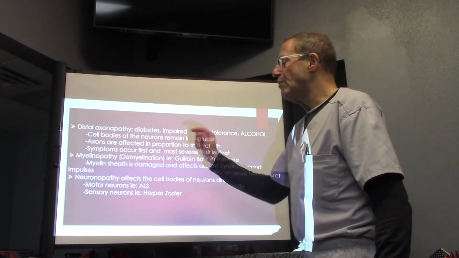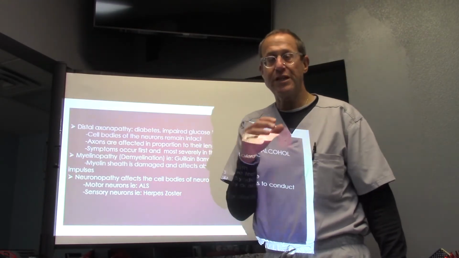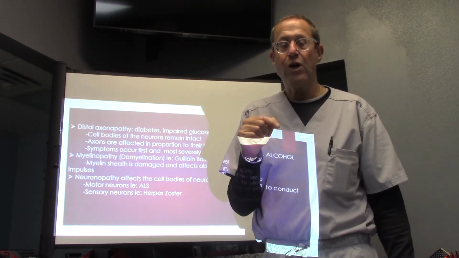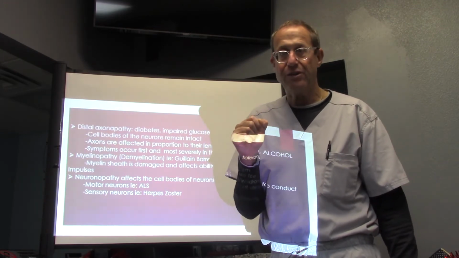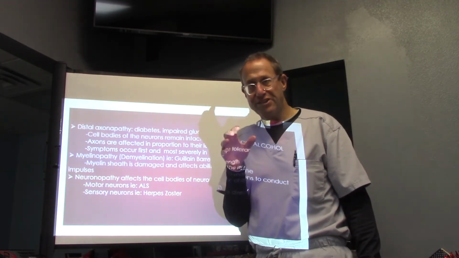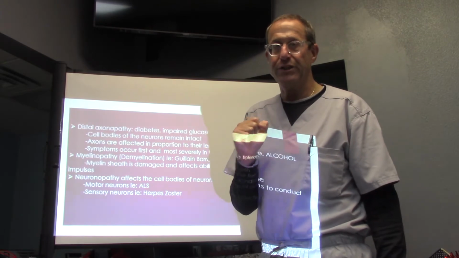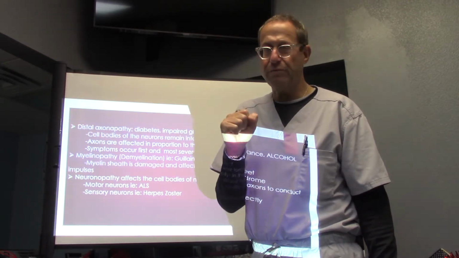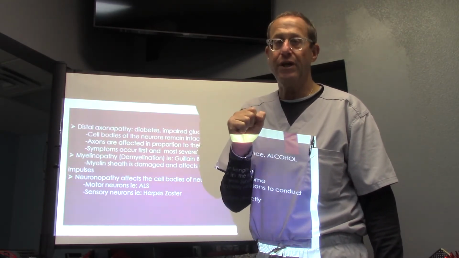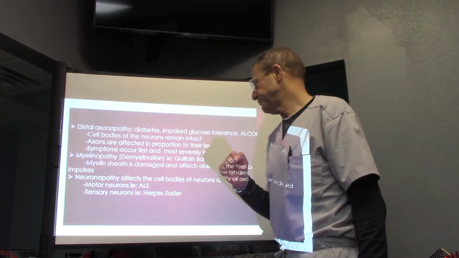Myelinopathy, or demyelination. Okay, so I had said that a myelin sheath is the covering or the insulation around the axon. Well, if that breaks down, it's called demyelination. And when that happens, the first symptoms are usually tingling, numbness, and then pain.